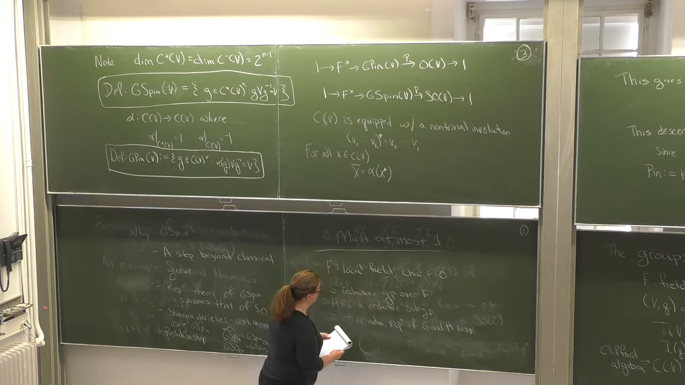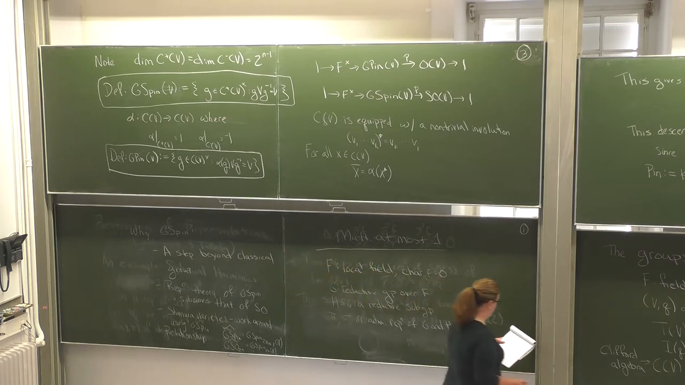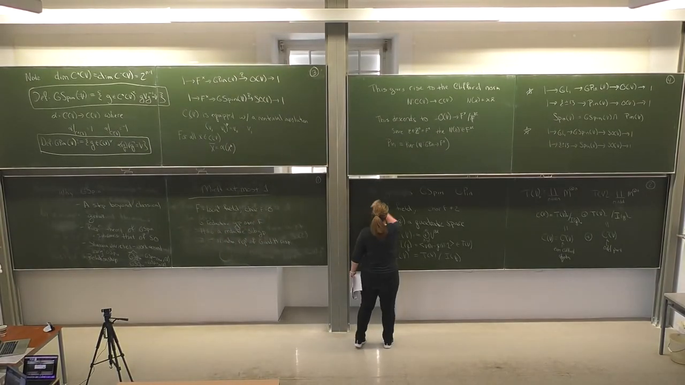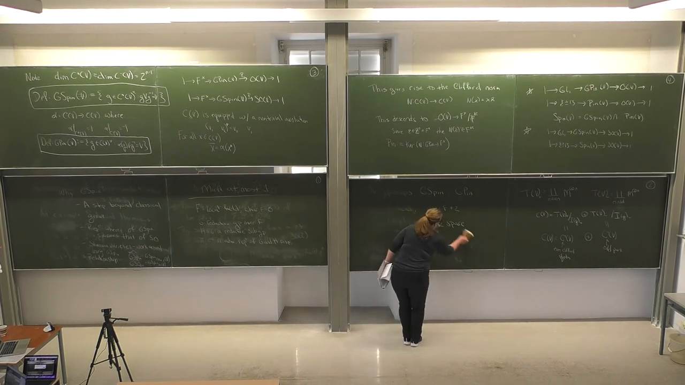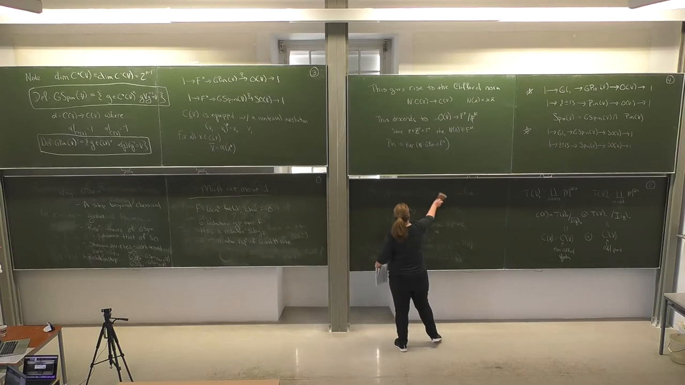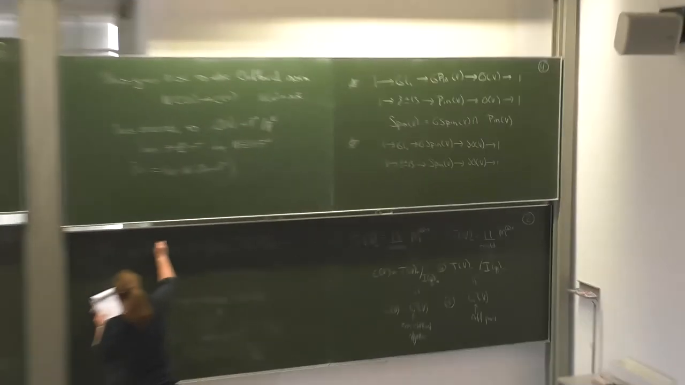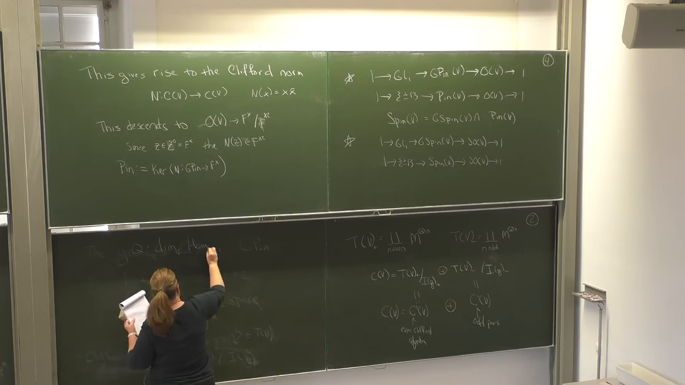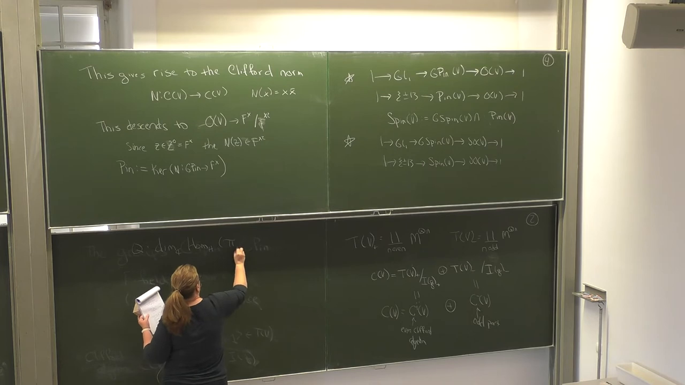And the question is how many times does sigma appear as a quotient of pi? Our question is when is the dimension of this Hom space less than or equal to one.